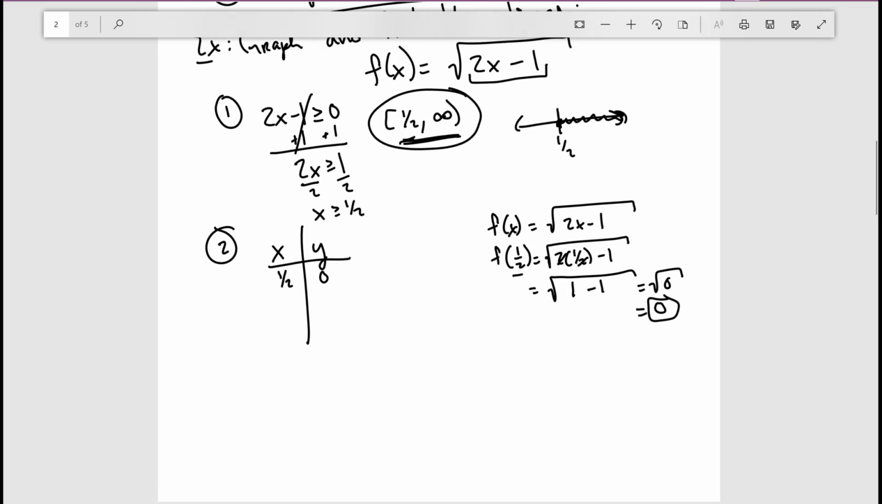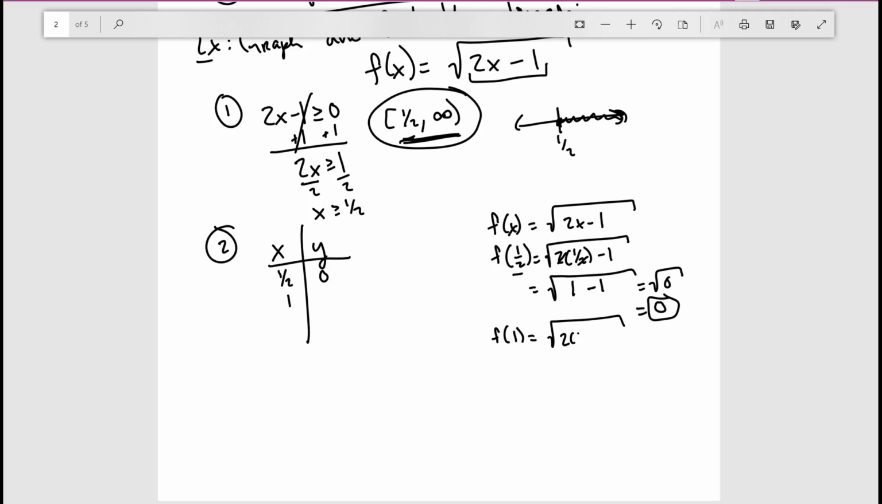Alright, now let's plug in another number. Here you can plug in any number that you want. You can plug in 1 if you want. Let's go ahead and do that. Let's plug in x equals 1, square root of 2 times 1 minus 1. I'm going to get the square root of 2 times 1, which gives me 2, minus 1. That gives me square root of 1, which is 1. So when I plug in 1, I'm going to get another 1.